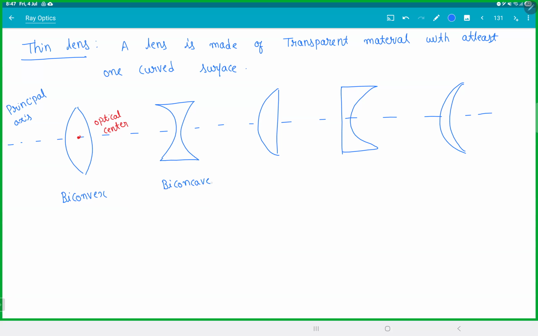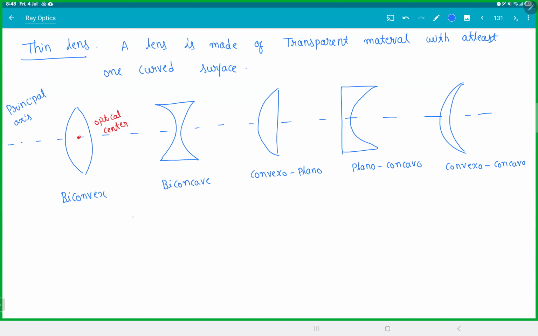This is left side convex, right side plane, so it's called convexo plano. This is called plano concavo. This thing is left hand side convex and the right hand side concave, so convexo concavo. Depending on from which side you're saying, you can call it whatever you want. It really doesn't matter for the problem part.